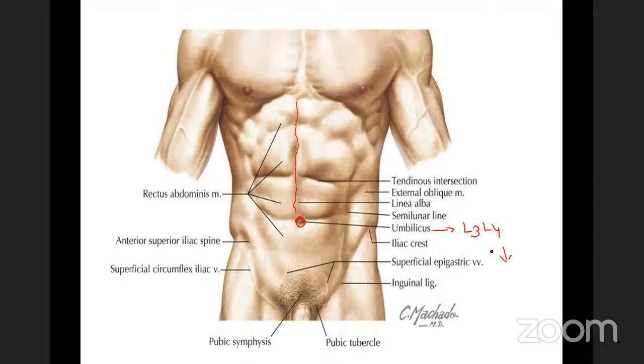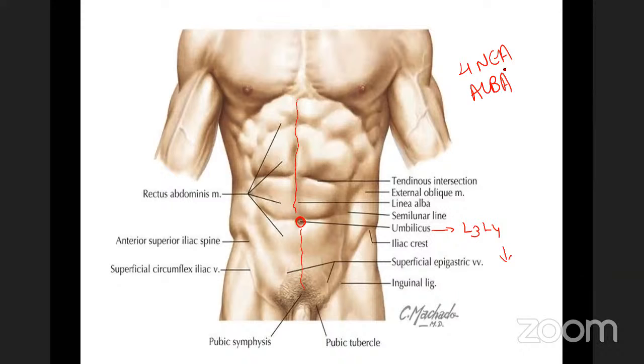Whereas in old age, the level of the umbilicus is slightly pushed down because of the atonicity of the muscles of the anterior abdominal wall. So this is the median groove. Underneath the median groove, there is the linea alba.